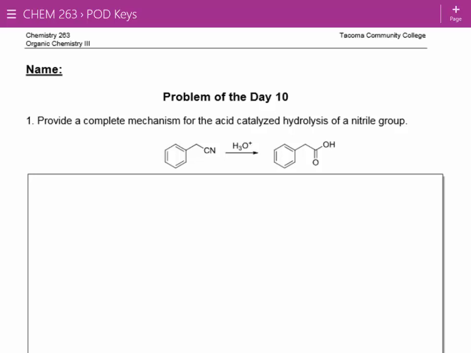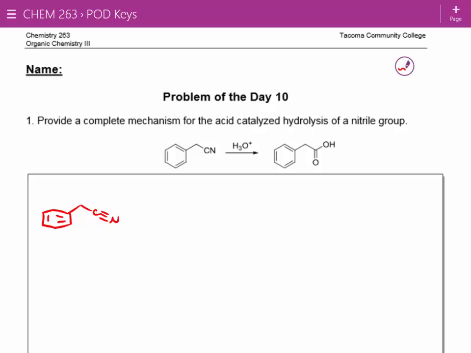This chapter relies very heavily on proton transfers and keeping track of your arrow pushing and charges. So I'm going to emphasize that in the next few problem of the days. You need to include all your charges and correct arrows. This one is very similar to what we saw last chapter, which is why I thought you guys could do it on your own.